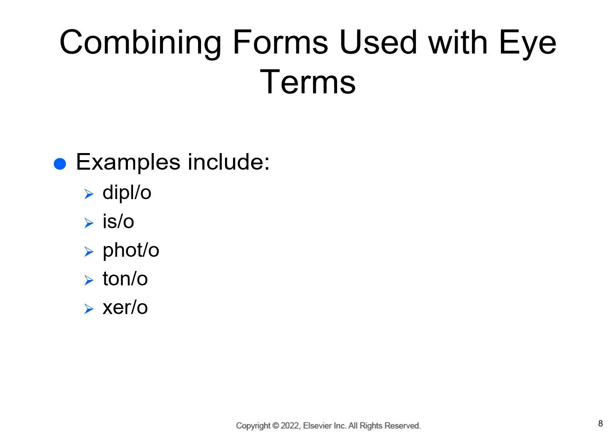Some combining forms that may also be used with eye terms are diplo, which means two or double. Iso is equal. Photo is light. Tono is tension or pressure. And xero is dry or dryness.